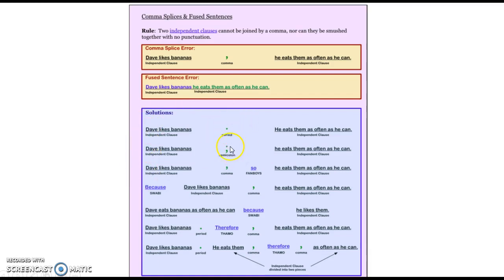We could add a period, we could add a semicolon, or we could add a comma fanboys. I think those are the easiest ways to fix that. And I would say that that's probably one of the most common mistakes I see in your writing. So definitely write those solutions down so that we know how to fix it.